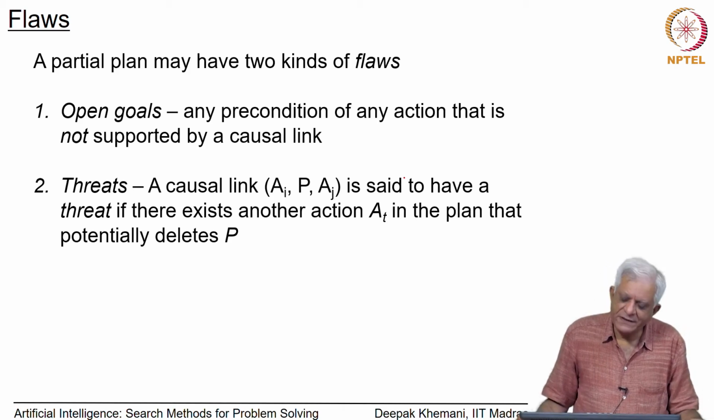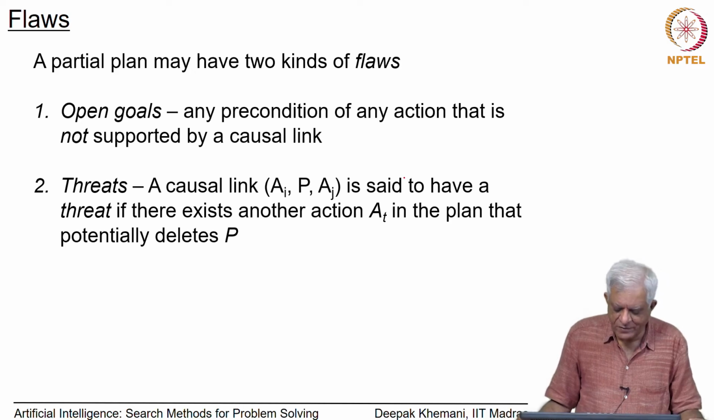The other kind of flaw in a plan is as follows. If there is a causal link from action A i to action A j, where A i produces P and A j consumes P, we say that this causal link has a threat if there exists another action A t in the plan that can potentially delete P, which means that A i may produce P, but A t may delete it, and therefore A j will not be able to execute. We say that A t potentially clobbers the causal link between A i and A j.